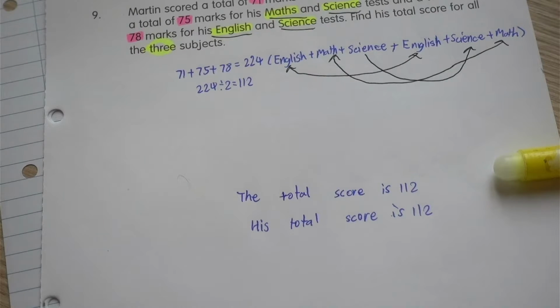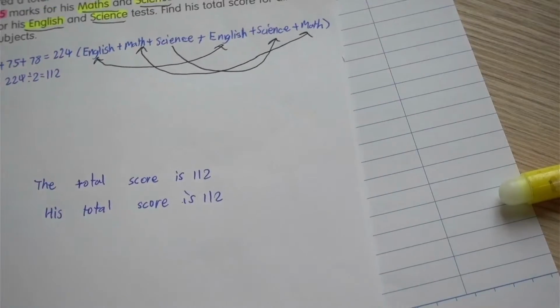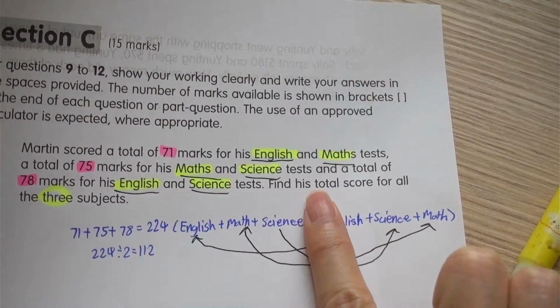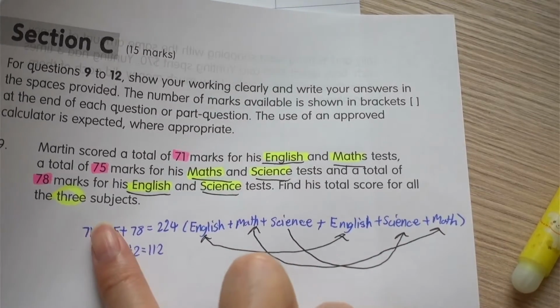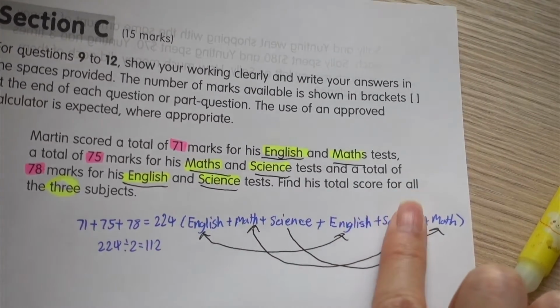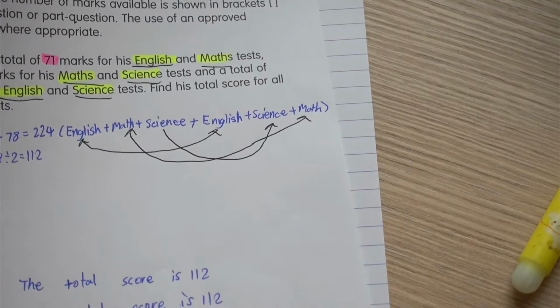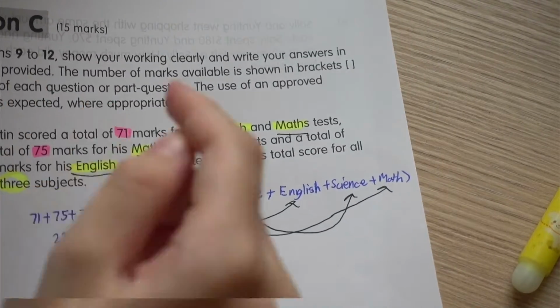But these 2 are the best. But we just have to repeat the question, right? Here we go. Because they asked us find his total score for all 3 subjects. So the long version will be his total score for all 3 subjects is 112. Yes, but that's not the longest. You can add the 3 subjects.